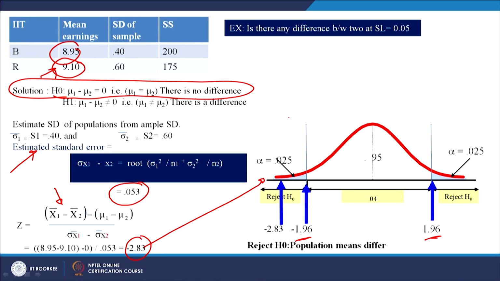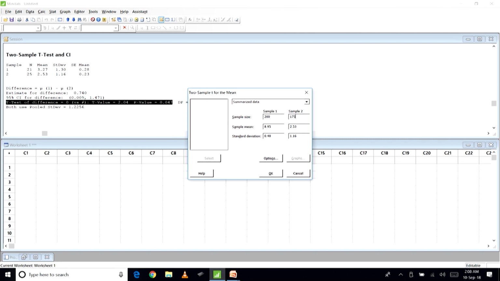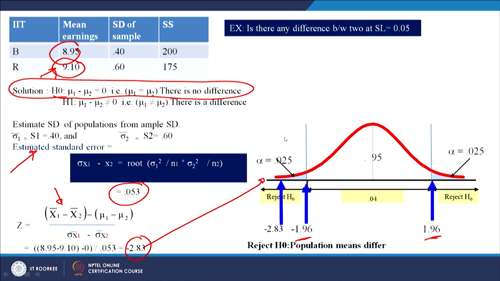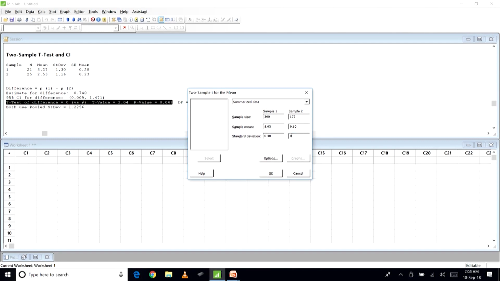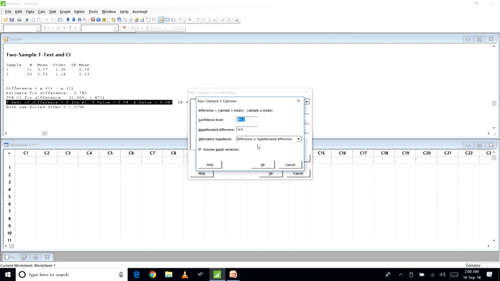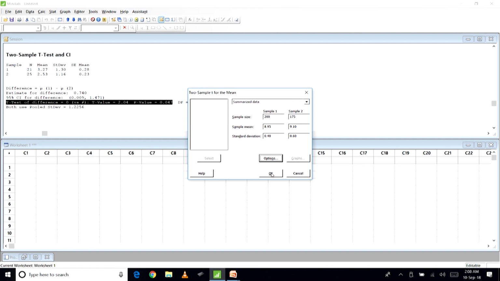So, the sample size is 175 and the sample mean is 9.10, right. Let us look at the standard deviation, I think it is 0.60, yeah, it is 0.60, right. We will go to options. We have got the significance level as 0.05. So, this is a 95% confidence level, the hypothesized difference is 0 again and the alternative hypothesis is the same, there is no difference between these two groups, right, and we have to assume equal variances. So, we will click OK, again OK, right.